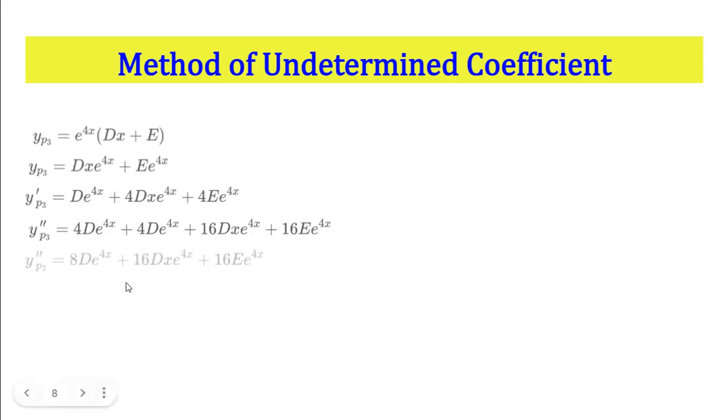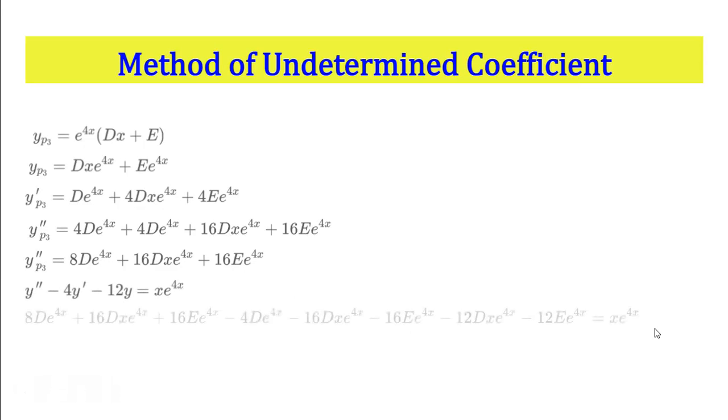So doing this, we firstly simplify y prime prime. We kept the value here. So we added 4de to the 4x plus 4de to the 4x because these two are like terms to get 8de to the 4x. That is how we obtain the 8de to the 4x. So 16dx e to the 4x and 16e e to the 4x are not like terms, so they are not added. So substituting the value into our non-homogeneous differential equation, we come out to this.